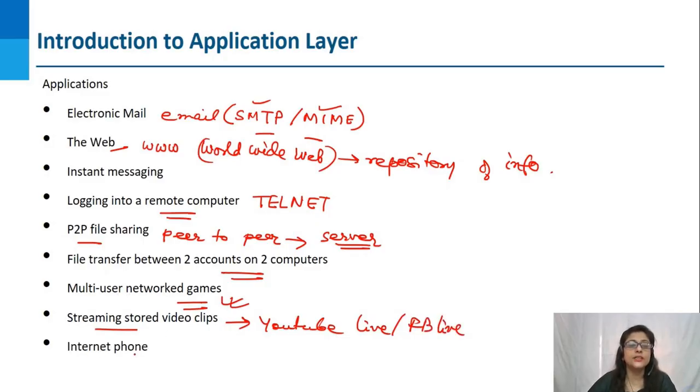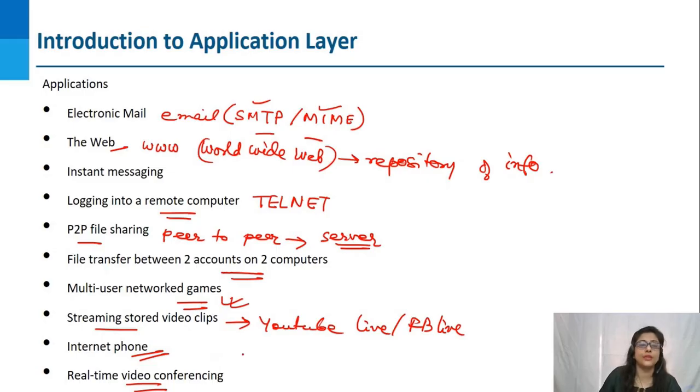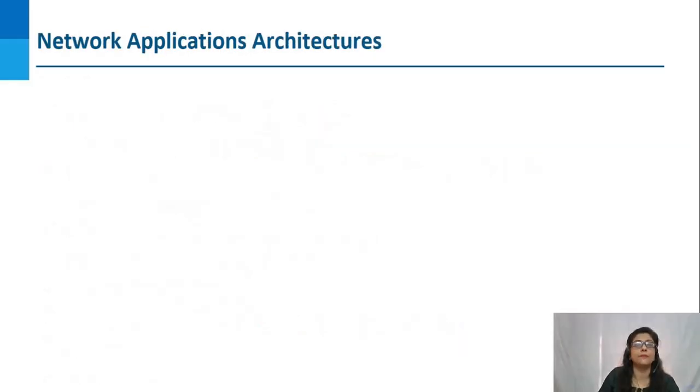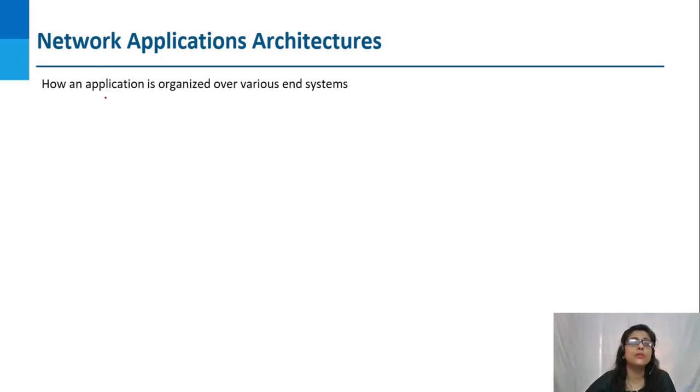Then internet telephony is another application of the application layer. After that, real-time video conferencing can also be done at the application layer. So these are the various applications of the application layer. Let us now understand network application architectures. Now, there are various types of network application architecture. It defines how the application is organized over various end systems.